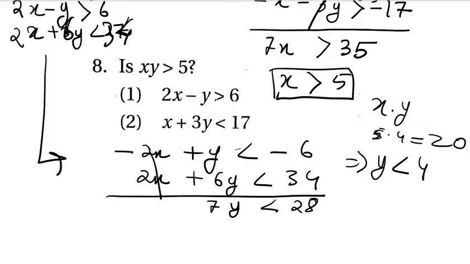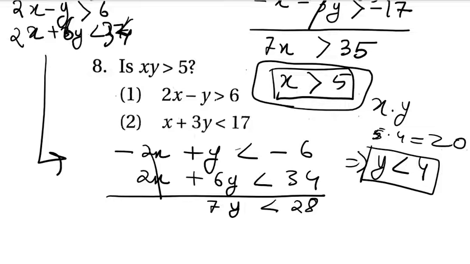The answer is simple: even if x is coming greater than 5, y is coming less than 4. Let's say greater than 5 means any number more than 5. Let's say if I multiply 5, and less than 4 means if I say minus 3. Is it coming greater than 5? No, it's not coming greater than 5.